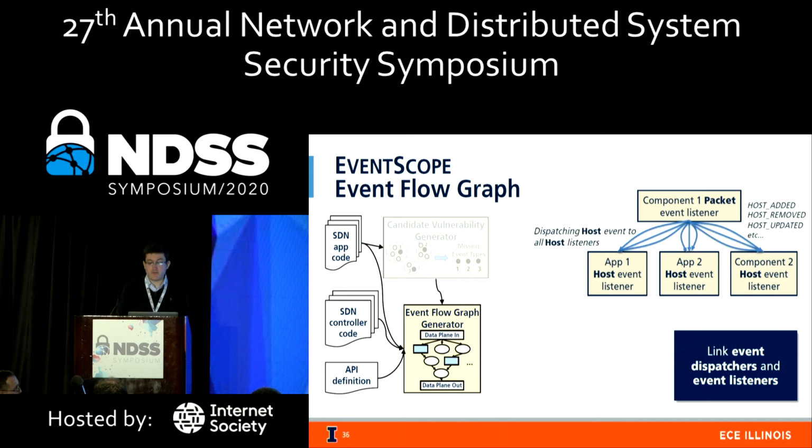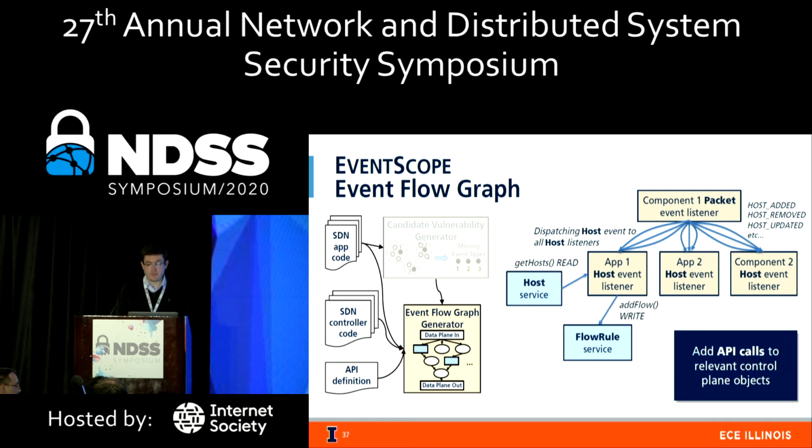We then look at how these events are dispatched and subsequently listened to. For instance, if we know that the packet event listener subsequently dispatches a host event, we can link that packet listener to all of the host listeners, with each edge representing an event type that that listener uses. Some event listeners will make northbound and southbound API calls to core services in the controller and the data plane, so we add those into the event flow graph as well.